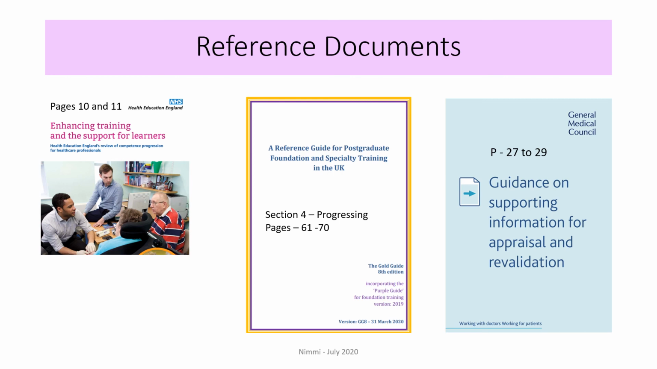If you want to do some more reading about the ARCP process, I would recommend that you look at the Gold Guide. This is our reference guide, and we follow all the guidance that is given here. You can read section 4, pages 61 to 70 to see what we follow for the ARCP process.